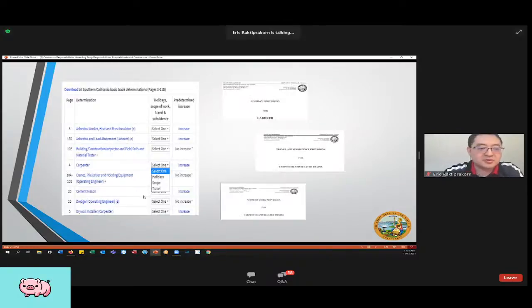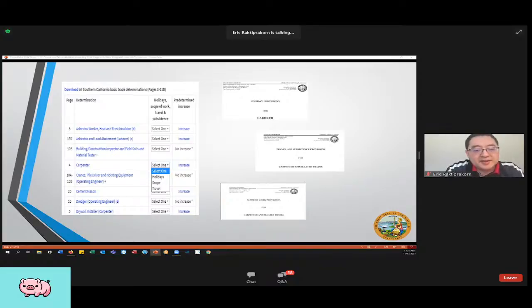Oh, we just skipped over a slide. So what you're looking at here is how in general our website looks and what kind of information you can find for a particular craft. For this example, we're looking at carpenters. If you click on that link for carpenters, it's going to load up the actual determination.